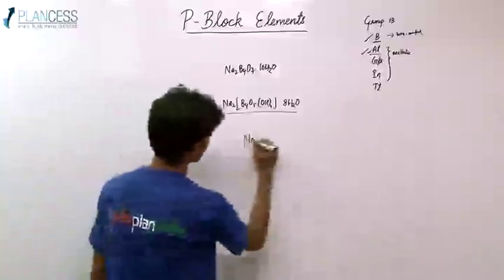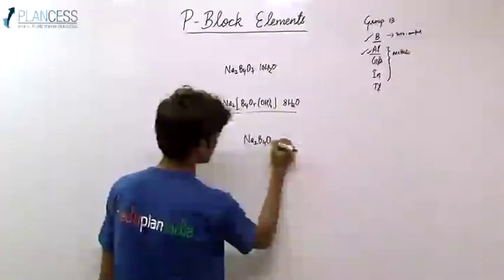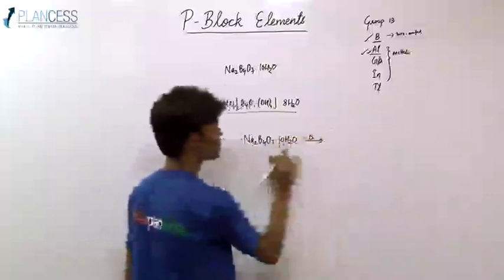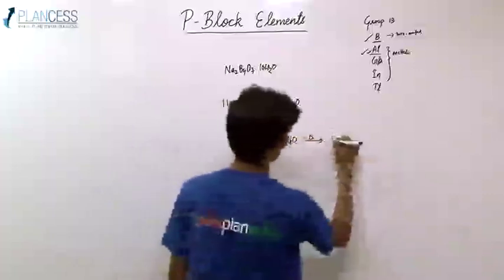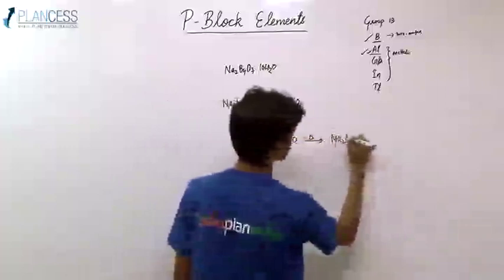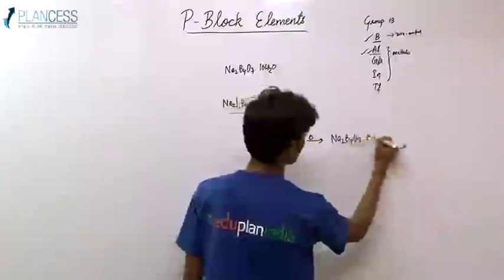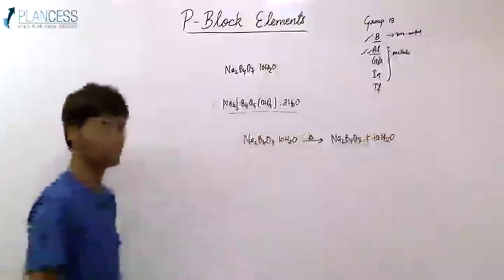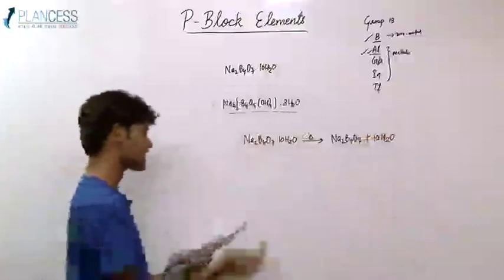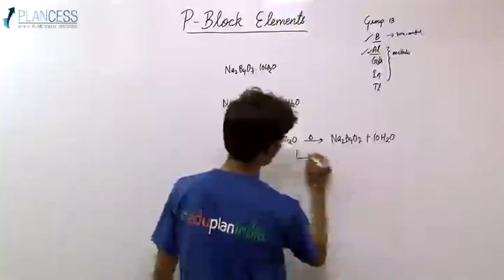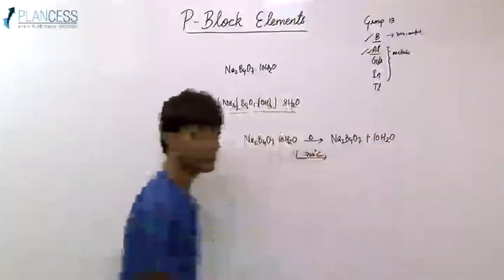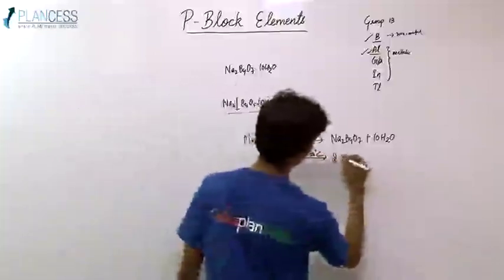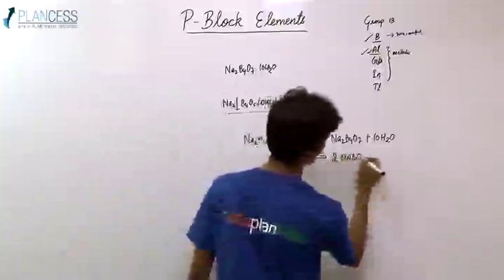So the first would be the properties of borax. When you heat borax, that is Na2B4O7 dot 10H2O, on heating it loses all its water of crystallization and forms Na2B4O7 plus 10H2O, but it is only up to the heating to a certain extent. However, if it is heated further and the temperature reaches 720 degrees centigrade, then borax bead is formed, that is 2NaBO2 plus B2O3.